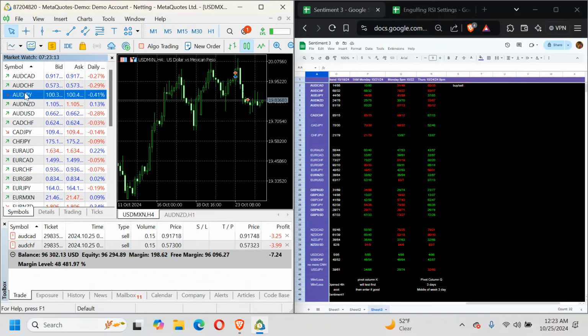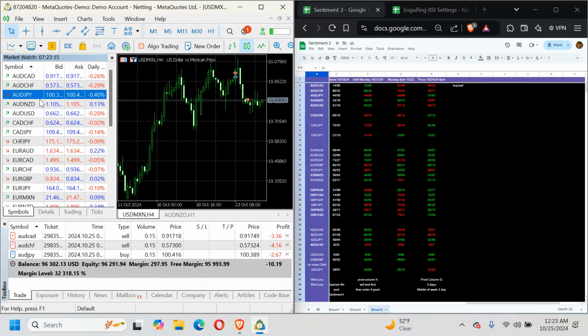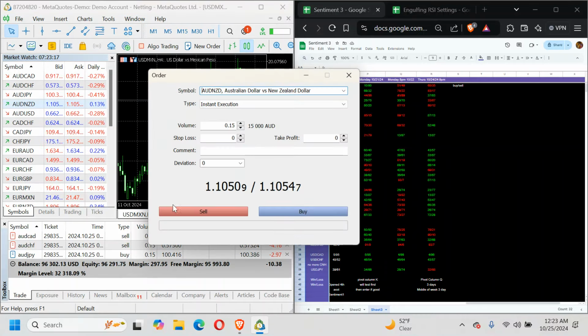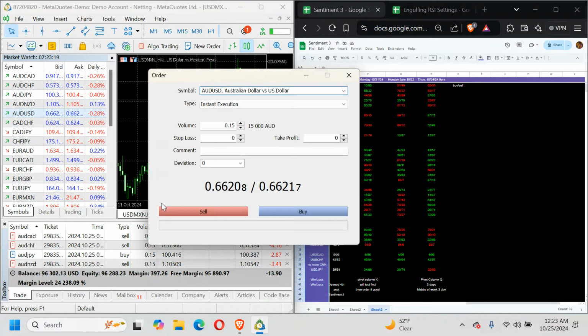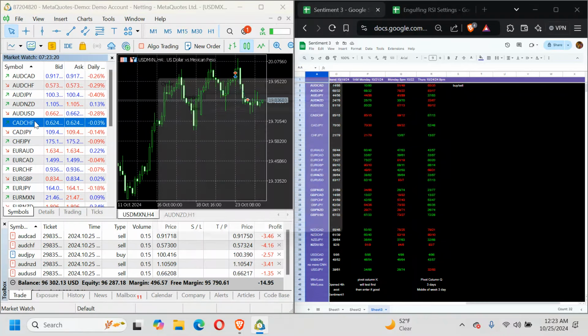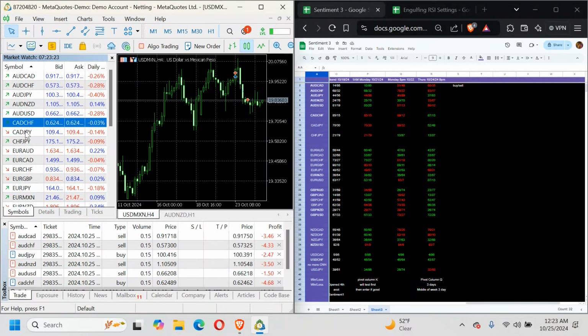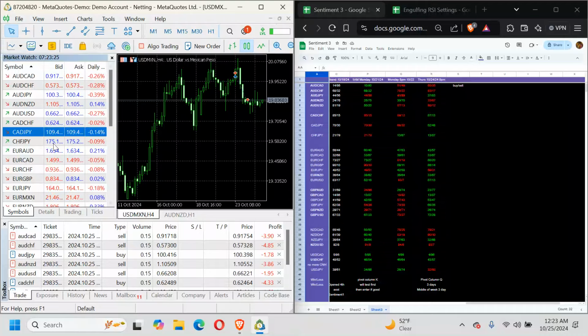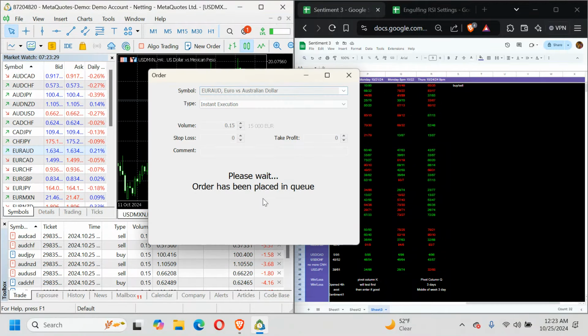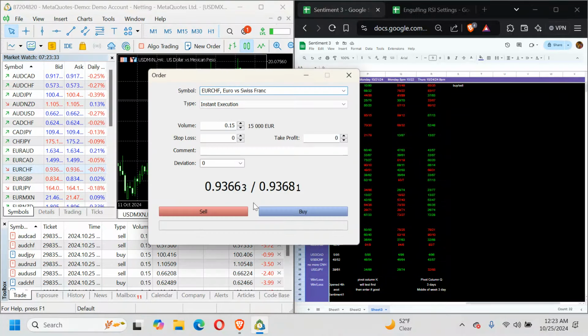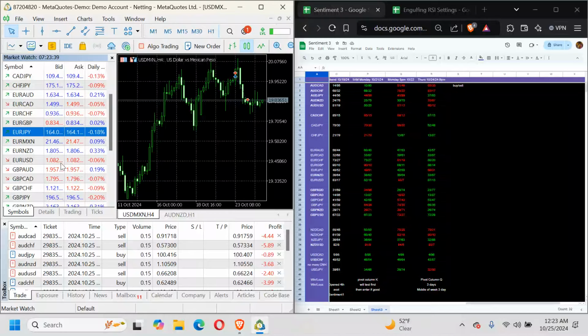So, buy. So, CAD CHF is a buy. CAD JPY is a buy. CHF JPY is a buy. Your AUD, buy also. So this is going to be a sell. And move on down. Your NZD is going to be a buy.